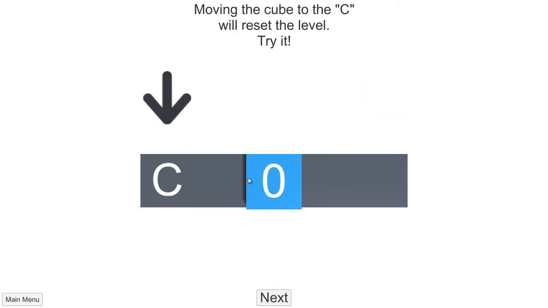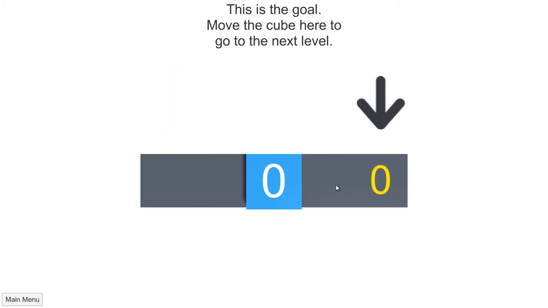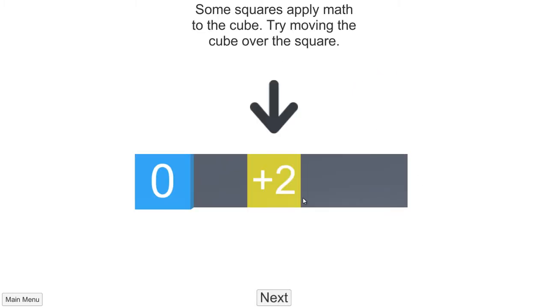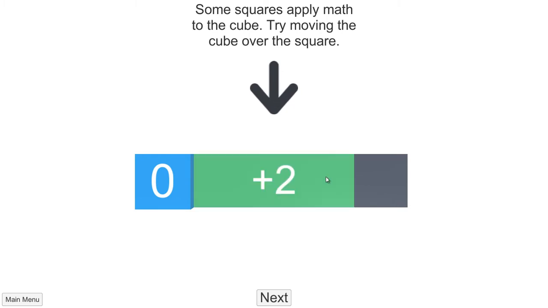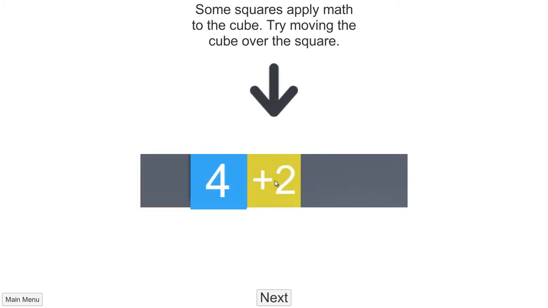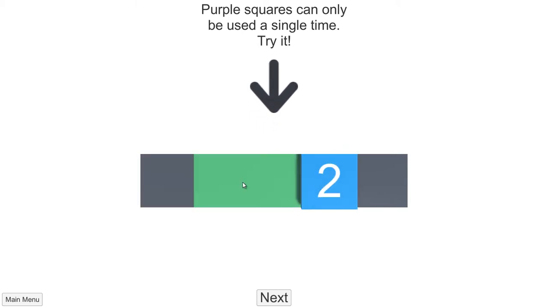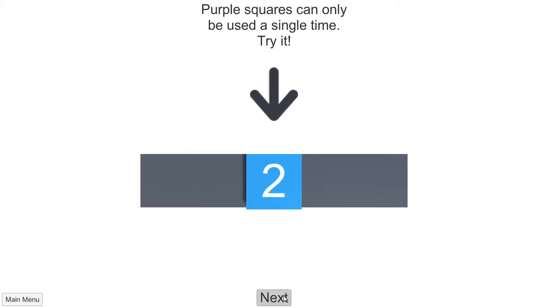And then the C at the beginning of the level, which is usually where your cube starts, will reset the level so that one-time use things can be done again. Then there's the goal at the end where you try and match the number, and if it's not the right number, then it won't go. And if you go over the yellow ones, it will apply the math to it. You can stop on them, no big deal. The purple ones are one-time use, so it just happens one time.